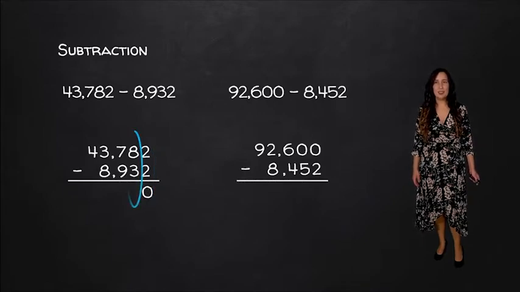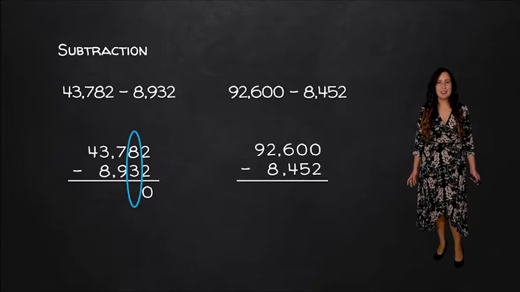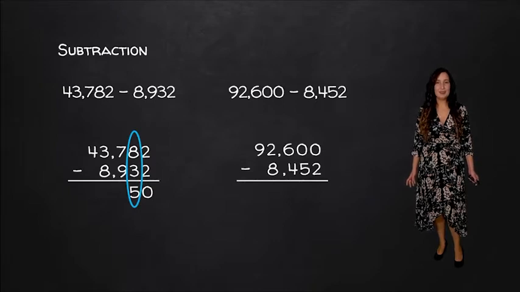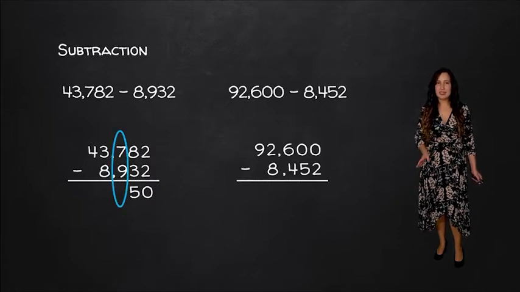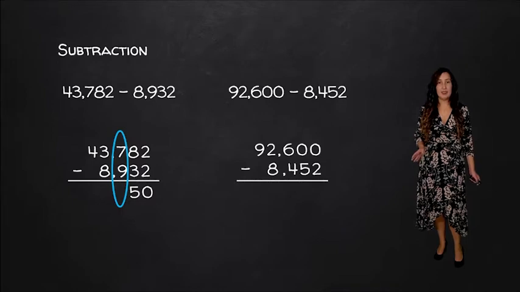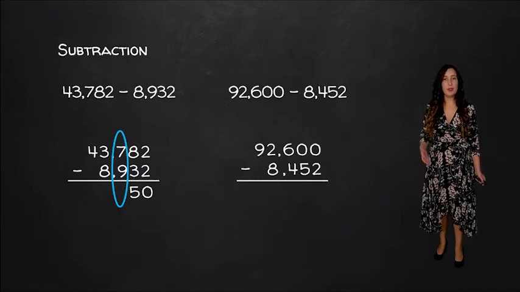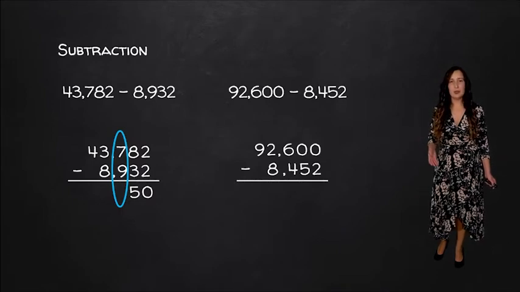Then moving on, we're going to do 8 minus 3, and 8 minus 3 is equal to 5. Then moving on, we have 7 minus 9. And now again, if we just had 7 minus 9, it would be a negative value, but since we're able to borrow here, that's exactly what we're going to do.